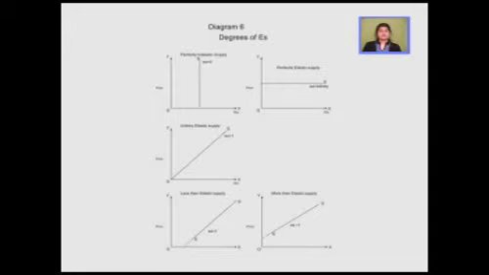All these cases should be carefully noted. More, less, or unitary basically imply that in case of more elastic supply, proportionate change in supply is more than change in price. In case of less elastic supply, the proportionate change in quantity supplied is less than change in price. And in case of unitary, the proportionate change in supply is equal to the change in price.